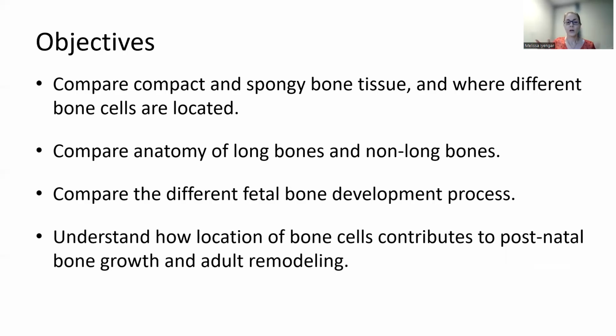complicated. Then I'll do another video about fetal bone development because that's actually one of the more complicated processes, or two processes, for the skeletal system. You do want to understand how bone cells at different locations are going to help with the growth of the bone during childhood, as well as how that helps with remodeling in the adult. So I'll make a separate video for that one as well.